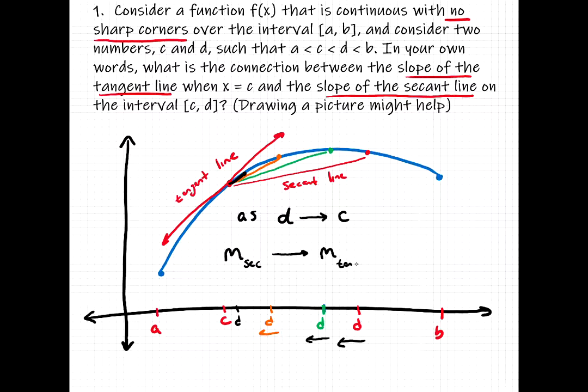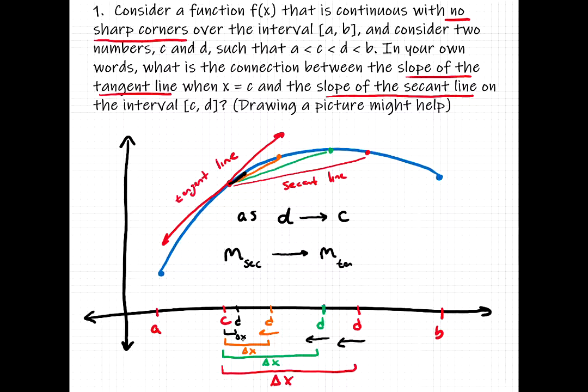And in our definition of the derivative, our delta x is the distance between the C and the D. So our first delta x was here. Our second delta x was smaller. There's our green delta x. Our next delta x was smaller still, and our last delta x was right about there.